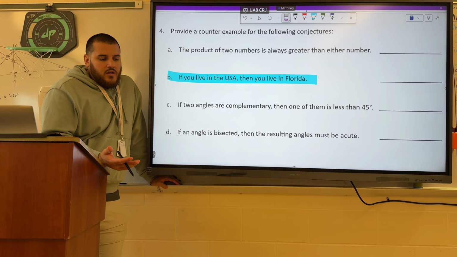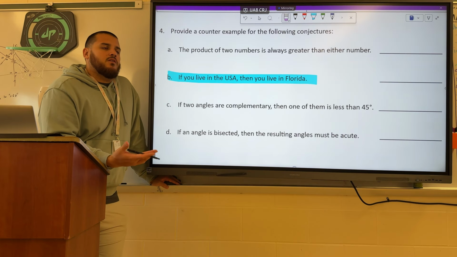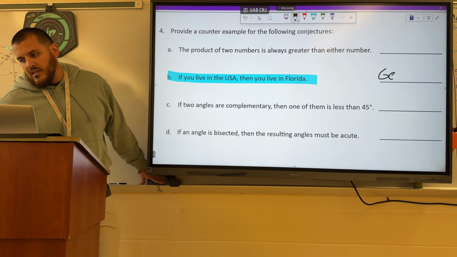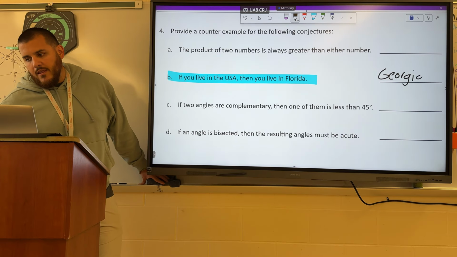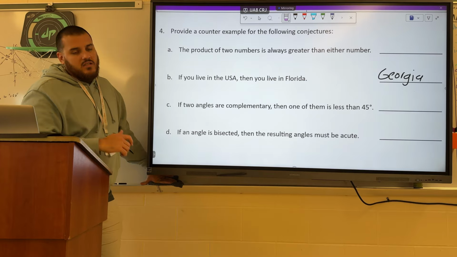Well, for anyone in Florida, that conjecture is true. But anyone that lives in any other state, it's a false conjecture. If you live in the USA, you could live in Georgia. So Georgia is a counter example that proves that that statement is not true. So let's look at the rest of our conjectures.